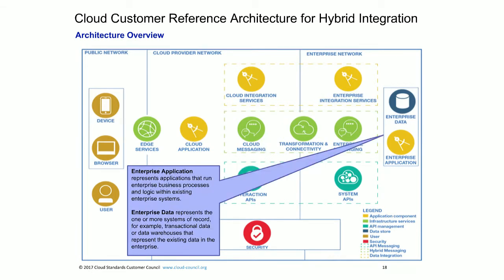Moving on to the next slide. The enterprise application represents all the applications that are run within the enterprise, applications that run the business processes and logic within existing enterprise systems. And then the enterprise data represents the one or several systems of records within the enterprise, including transactional data, data warehouses, and it's meant to represent all of the existing data within the enterprise.